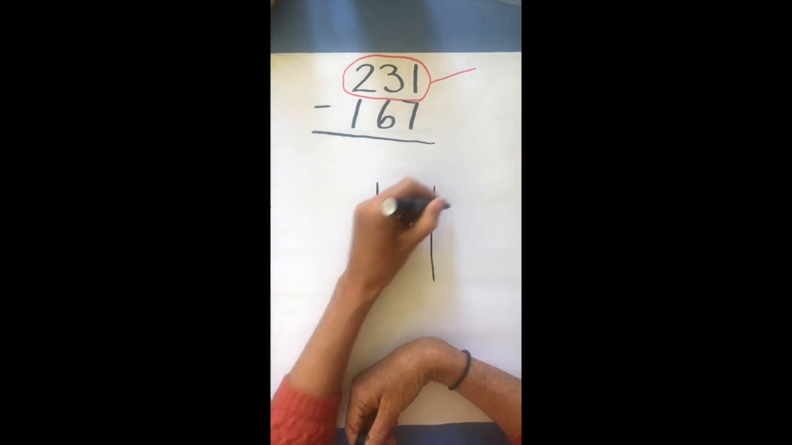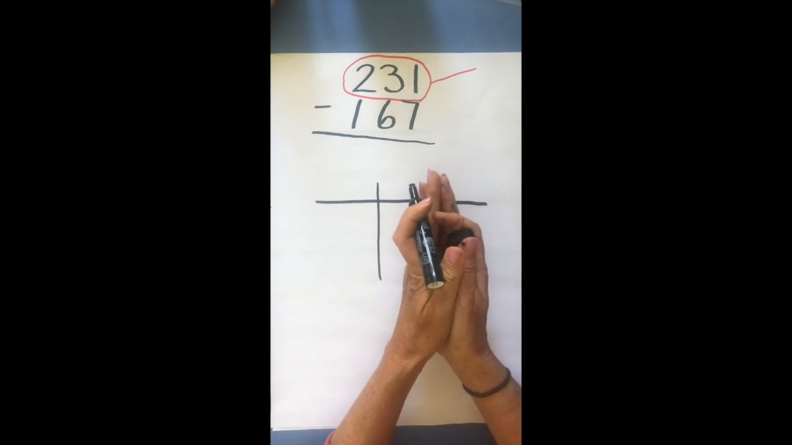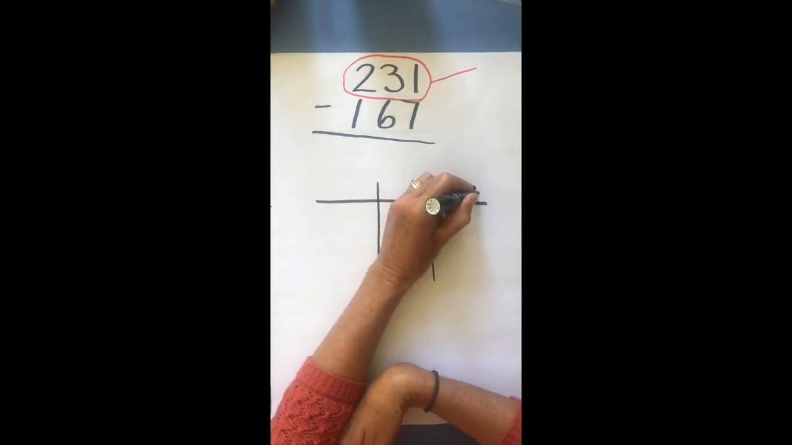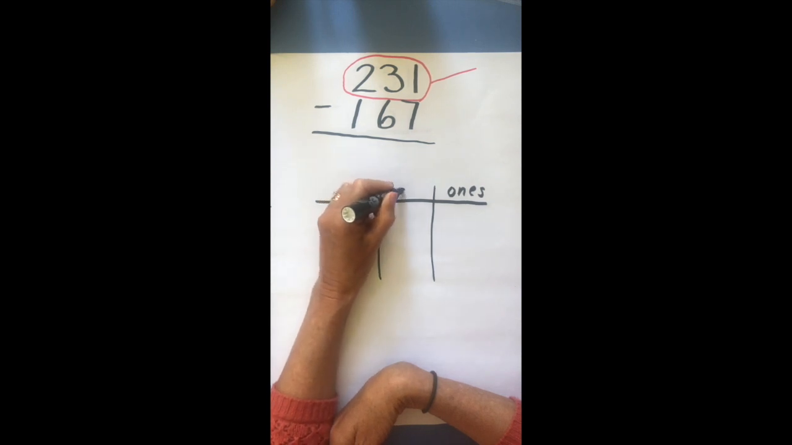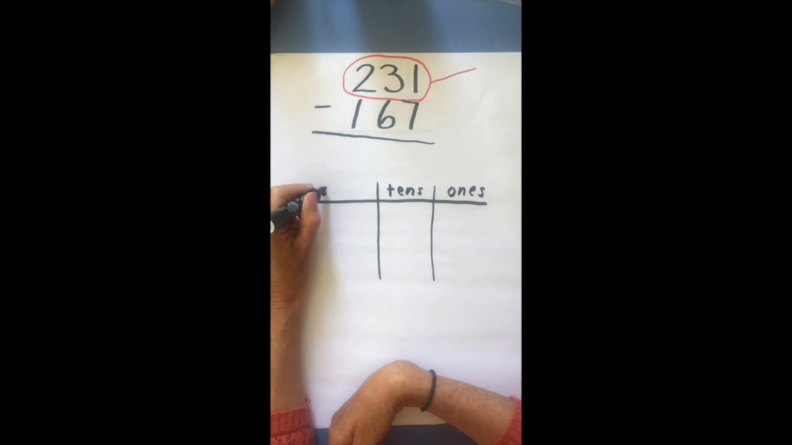Like I said, you'll be using this even when you go into 4th grade. It'll just be more of the place value chart. So might as well start getting to know this one. So we have the ones place, the tens place, and the hundreds.